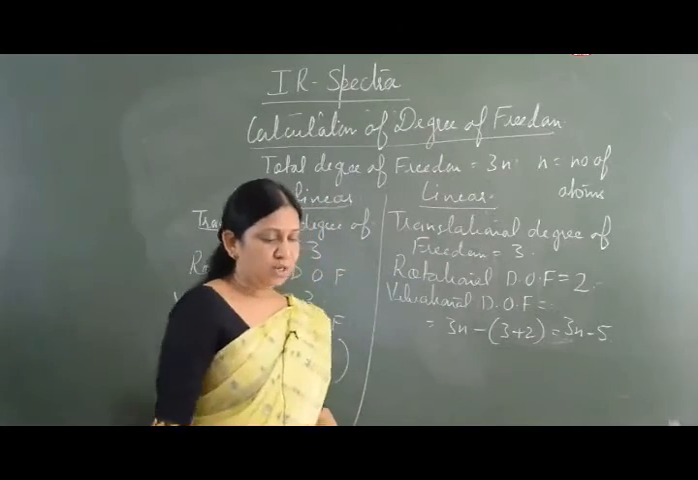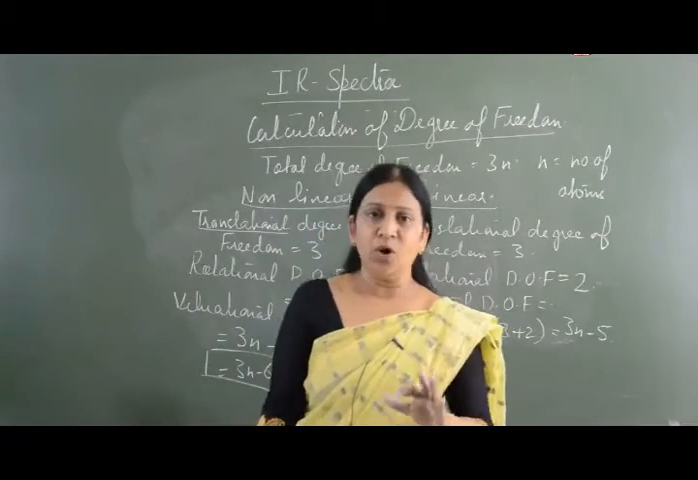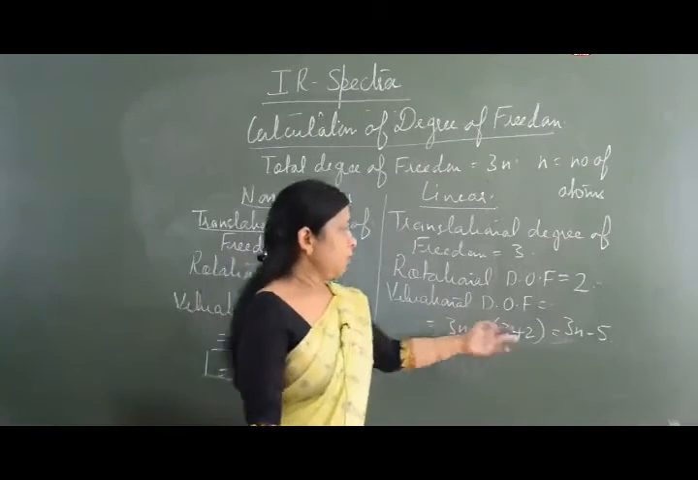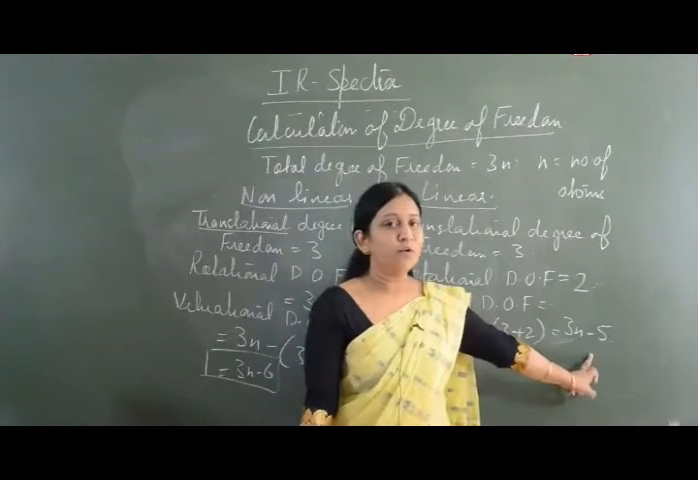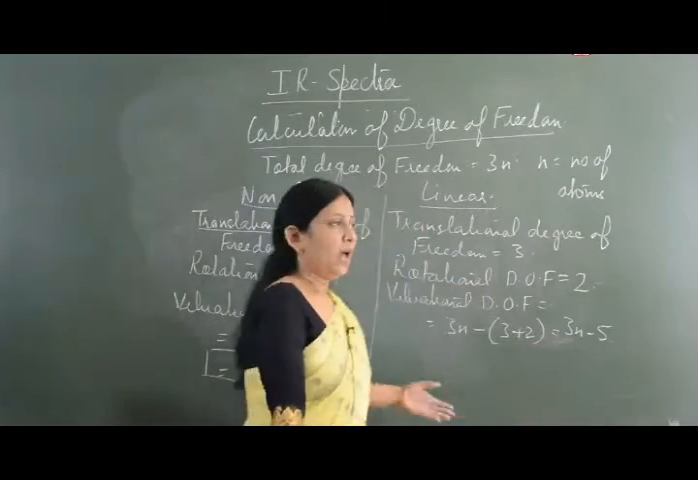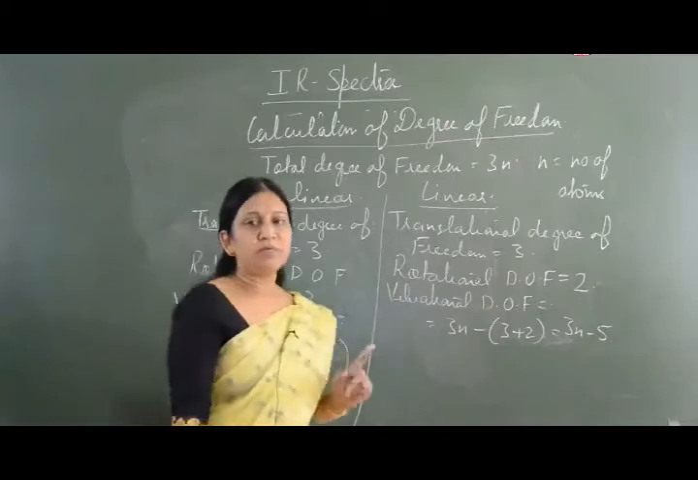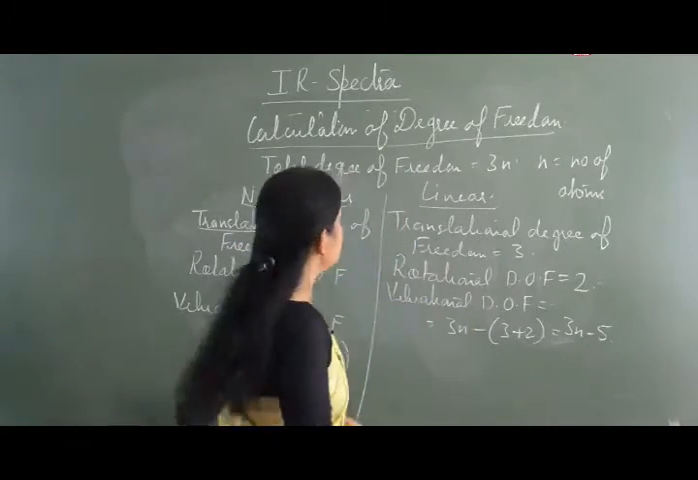So if we know whether the molecule is linear or non-linear: if we have a linear molecule, then the vibrational degree of freedom is given by 3n minus 5. And if we have a non-linear molecule, then the vibrational degree of freedom is given by 3n minus 6.